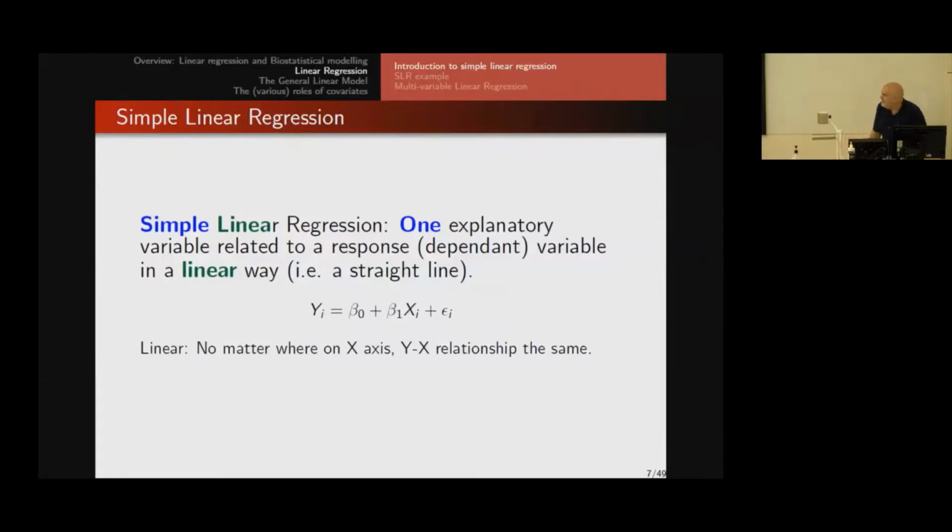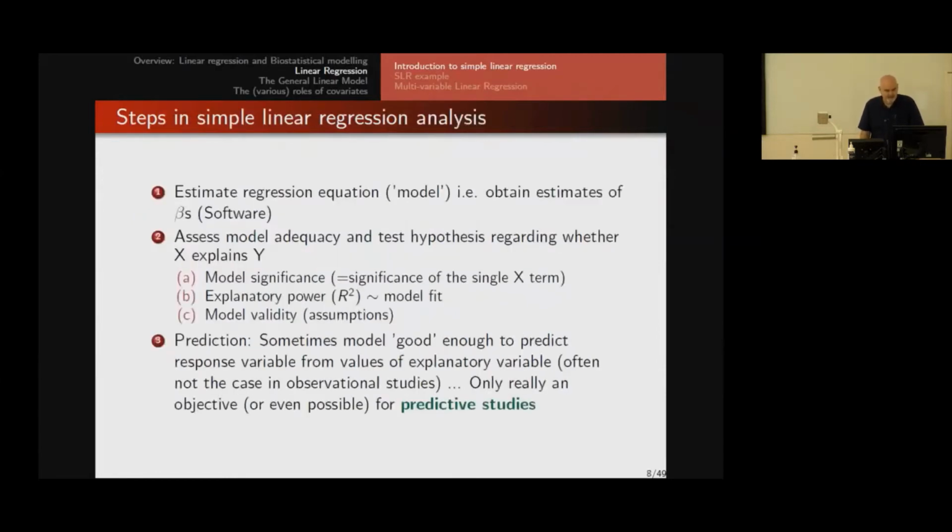And linear means that the model must take this form. And what is very, very important about a linear model is it doesn't matter where you are on the x-axis, the y-x relationship is the same. The slope is the same, okay? And that's what the word linear means. It doesn't mean, even if I'm much younger or much older, the relationship between age and systolic blood pressure will be the same. It doesn't change with how old you are, for example.